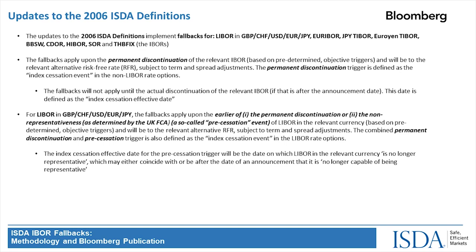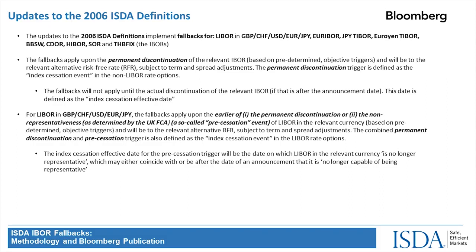As mentioned, the fallbacks will always apply if there is a permanent discontinuation of the relevant IBOR. In the case of LIBOR in the 5 currencies in which it is published, the fallbacks will apply upon the earlier of a permanent discontinuation or non-representativeness of LIBOR in the relevant currency and tenor as determined by the UK FCA. And this non-representative scenario is often referred to as a pre-cessation event for purposes of fallback.